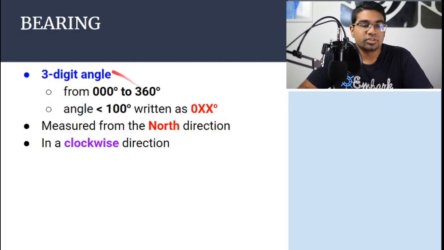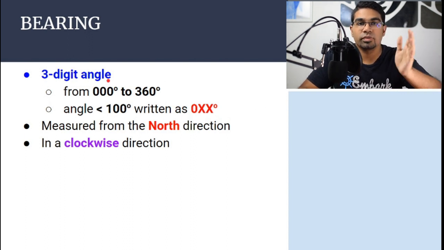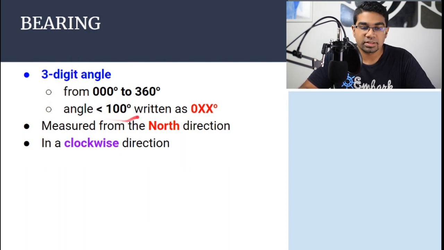Bearing is just a 3-digit angle. It is a way of finding the position of one point from another as a reference point. Bearing is specifically a 3-digit angle. So when we have any angle that is less than 100 degrees, for example, 48 degrees, we write it as 048 degrees. Or 53 will be 053 degrees. It must be a 3-digit angle.